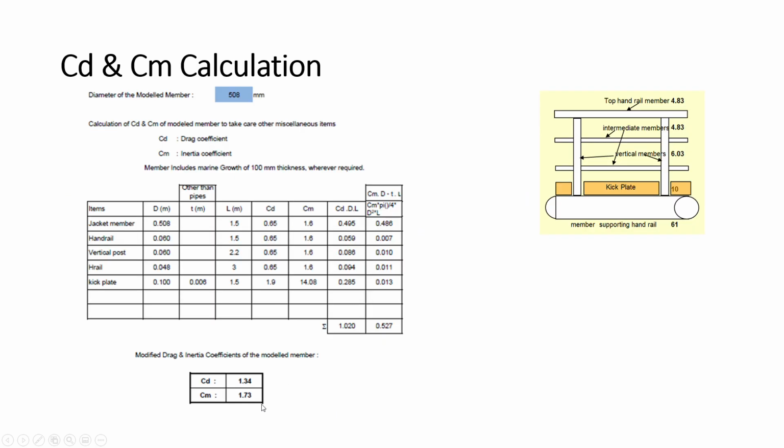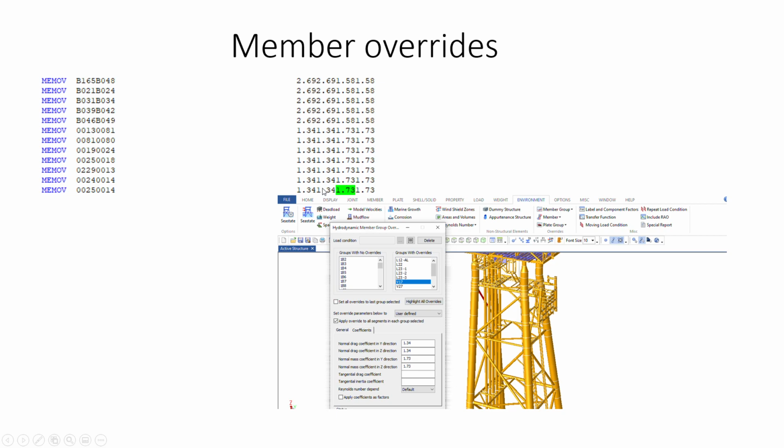Suppose see here, 1.34, 1.73, 1.34, 1.73. So this is the member, highlighted in red color. You click that member, and for that you go to the environmental option, click that member, this dialog box will open, override, and click apply, so that the CDCM will be applied here. Same like that you have to give it for all the members wherever you want. Once you give it, in the back end this will create a data gen file, like any other STAAD editor file. This is the way we have to give the member overrides.